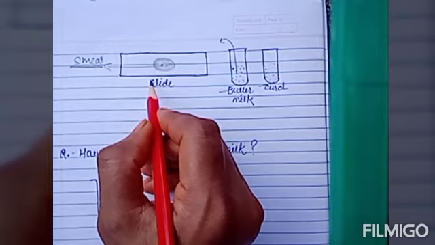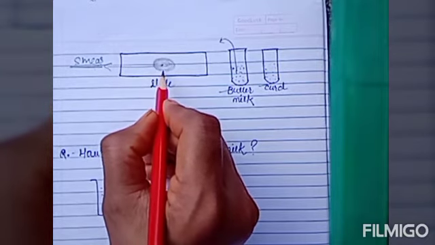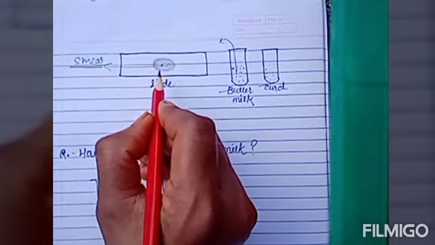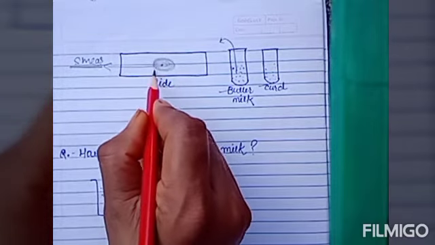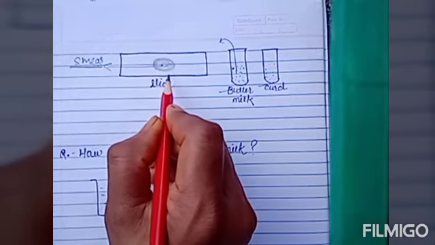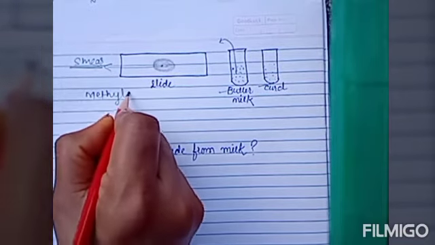Now what you have to do is let the smear dry. You will let the smear dry. What do you do after that? Just stain that smear with methylene blue. Now what you will do is wash the smear you have formed, with what? You will stain it with methylene blue. Okay, you just stain it with methylene blue.